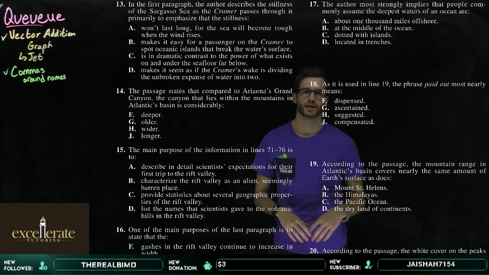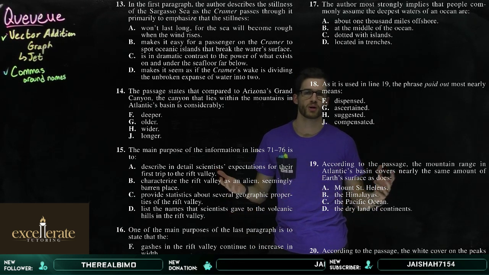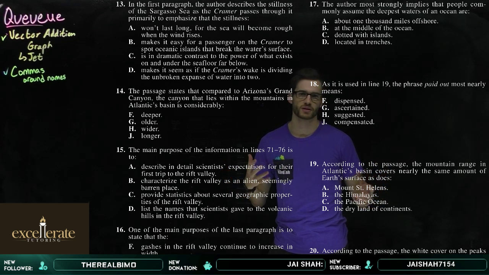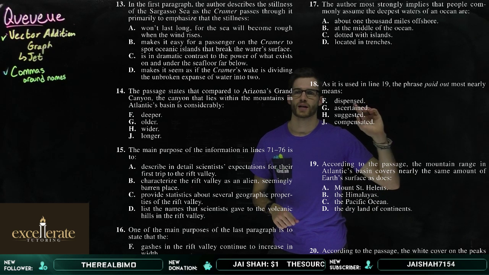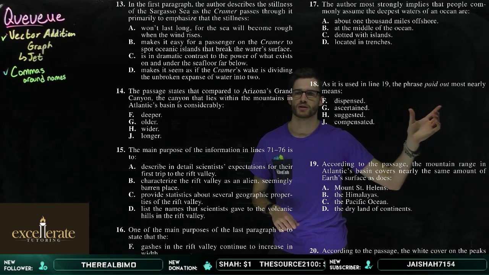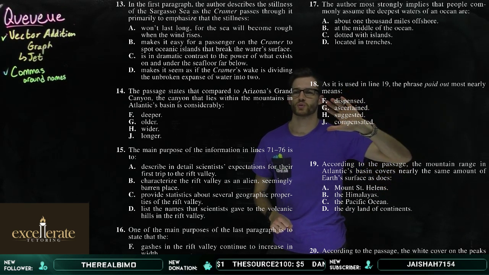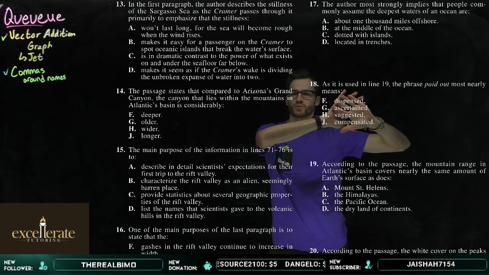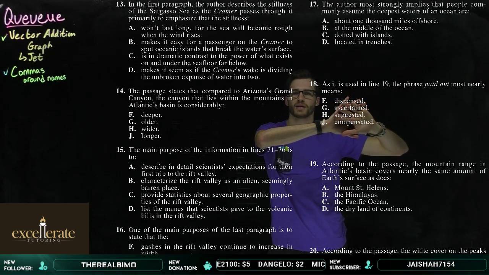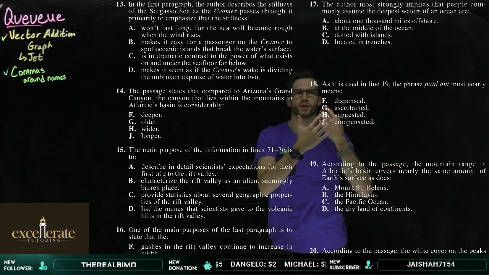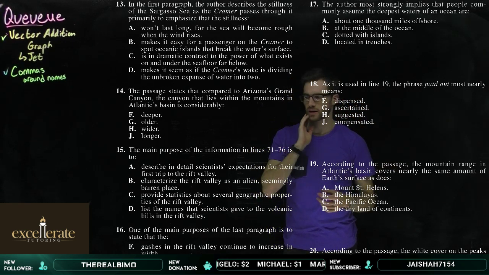They generally try to hit the middle of the road and hope you know most, if not all, of the words here. You just need to figure out which one works best. So in this one, we have line 19, the phrase "paid out" most nearly means. I don't want to read these words at all. So don't read these. We need to go back to line 19 immediately and see what purpose "paid out" serves.